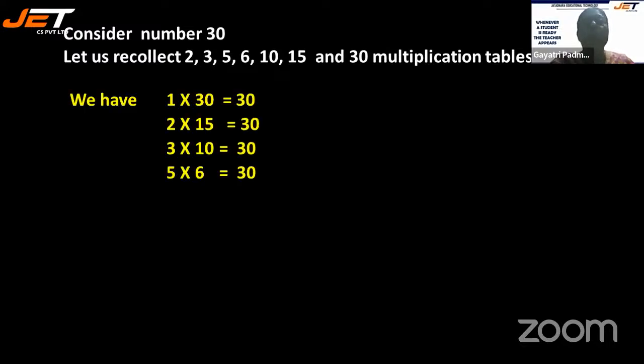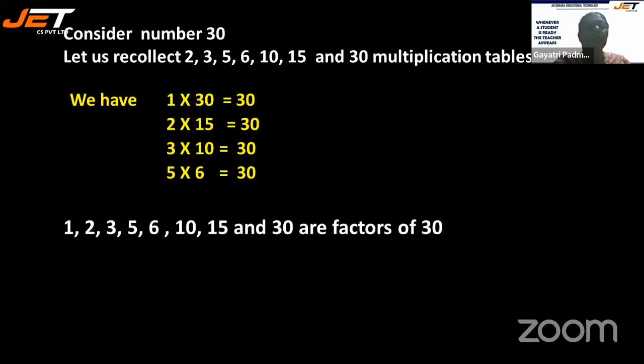All right, now we are considering the number 30, right? Let us recollect the 2, 3, 5, 6, 10, 15 and 30 multiplication tables. In this, you will have 1 into 30 is 30, 2 into 15 is 30, 3 into 10 is 30, 5 into 6 is 30, right? So 1, 2, 3, 5, 6, 10, 15 and 30 are the factors of 30.